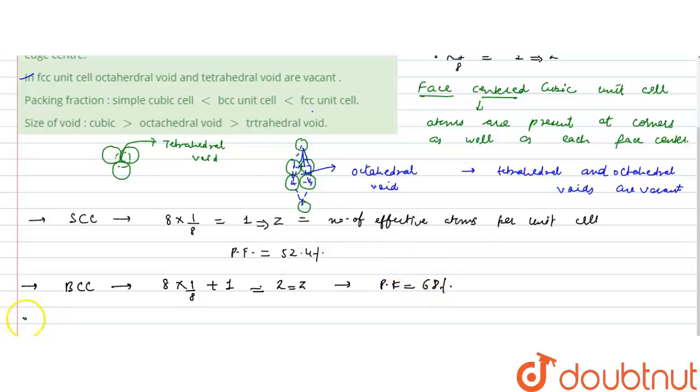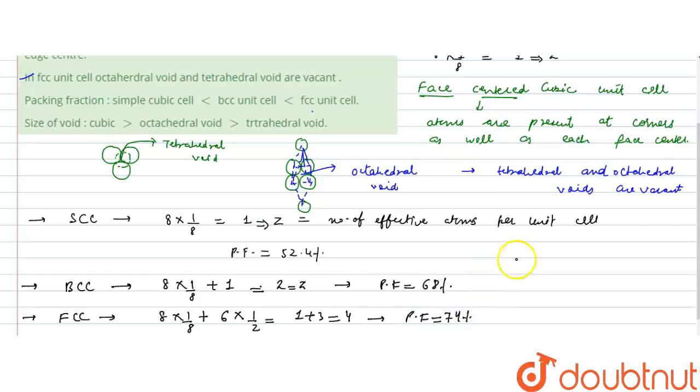And then in FCC, that is face centered cubic unit cell, the atoms are present at corners as well as each face center. So corner atom contributes 8 into 1/8, and the face centered atoms, that are 6, because there are 6 faces in a cube, and one face centered atom contributes 1/2 to one unit cell, because that face centered atom is shared by 2 unit cells. So this will give us 1 plus 3, that is 4. It means it is having highest number of effective atoms. So the percent occupation or the packing fraction will also be higher, that is 74%.